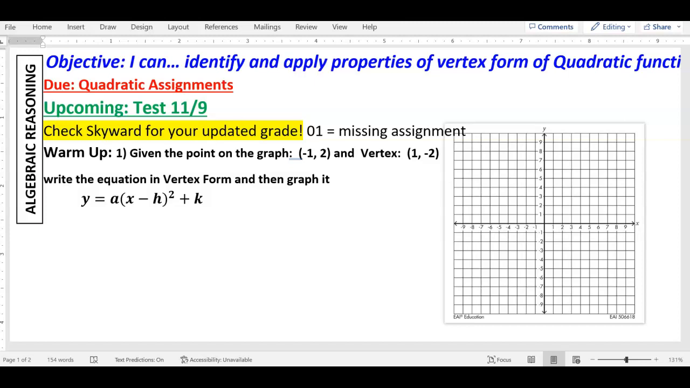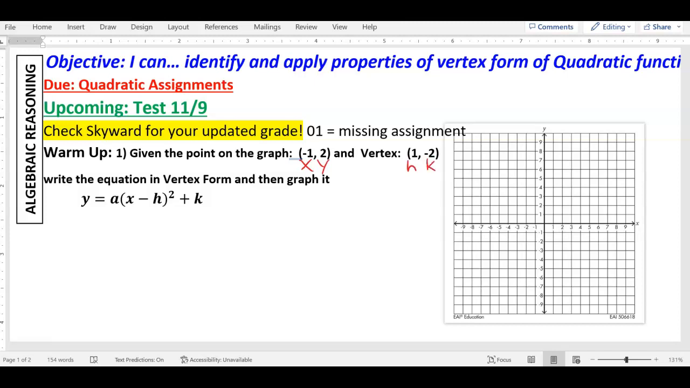On number one, if I give you a point on a graph and a vertex, can you put it in vertex form? So here's what we did yesterday. Is everyone looking over here? Okay. So the point, these two numbers are x and y. So I want to label that. And then the vertex, that's h and k.